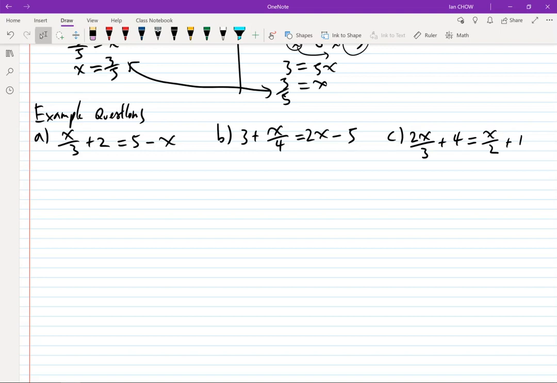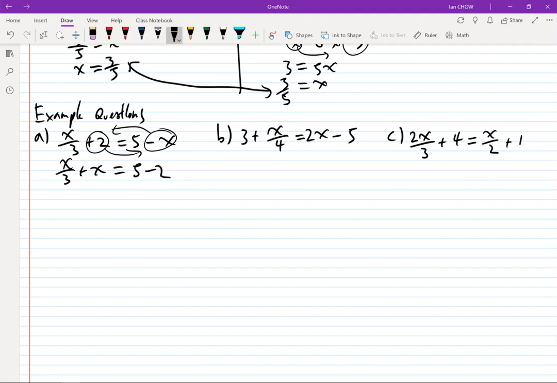So what I'm going to do is I'm going to just show you one way. There is more than one way of doing this. I know there are 2 ways, but I'll just show you the way in which I think is easier depending on the case. So starting with A, what I'm going to do is I'm going to move the minus x to the other side and then the 2 over to the other side. Because I don't like to do with minuses. And so once I move them, that's x over 3 plus x is equal to 5 minus 2.